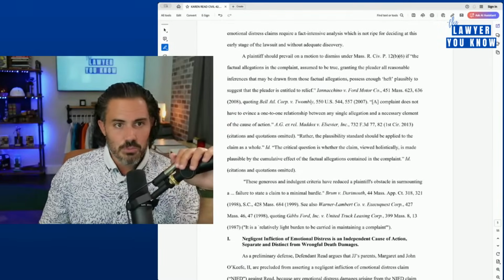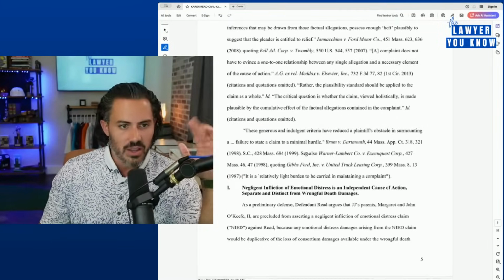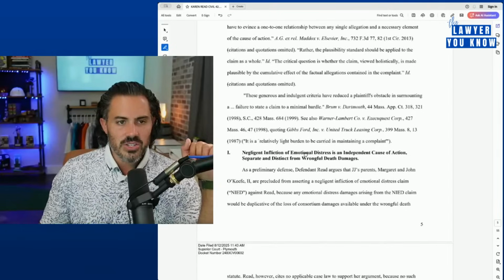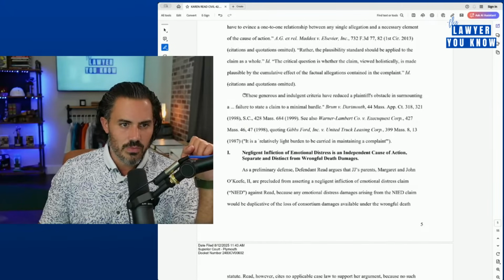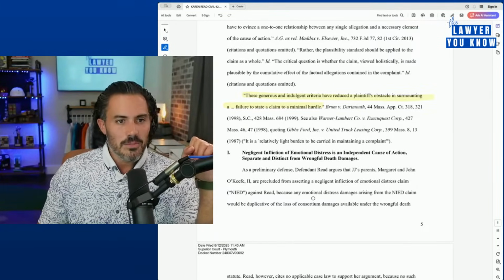A plaintiff should prevail in a motion to dismiss under this rule if the factual allegations in the complaint, assumed to be true... Okay, we already read all this. This generous and indulgent criteria have reduced a plaintiff's obstacle in surmounting a failure to state a claim. So basically, the plaintiffs, and this is not embarrassing for them.